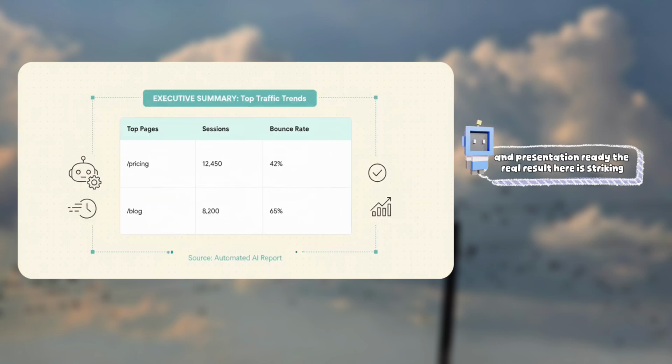The real result here is striking. You get a beautiful traffic trends table mapping out your top pages, like /pricing, alongside session counts and bounce rates. It includes an executive summary at the top, source notes at the bottom, and super clear layout hierarchies. You are instantly getting a report that looks like an agency spent hours building it and charged you hundreds of dollars for, but you just generated it yourself, completely for free.